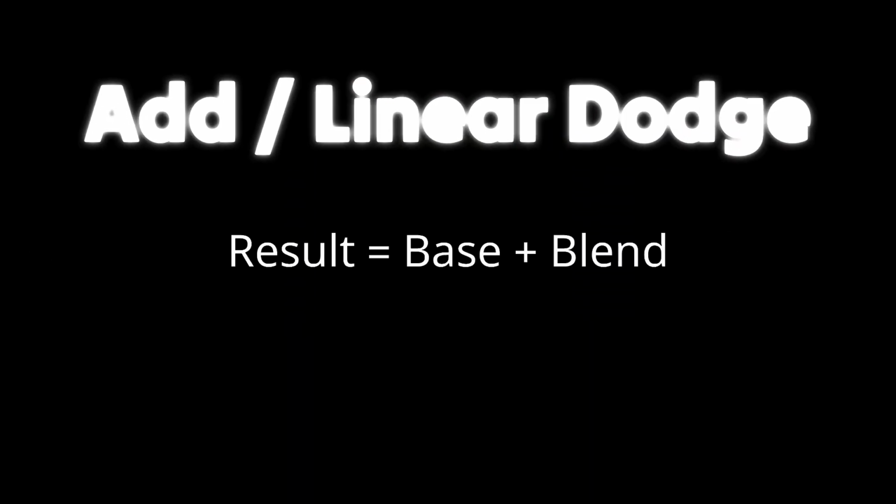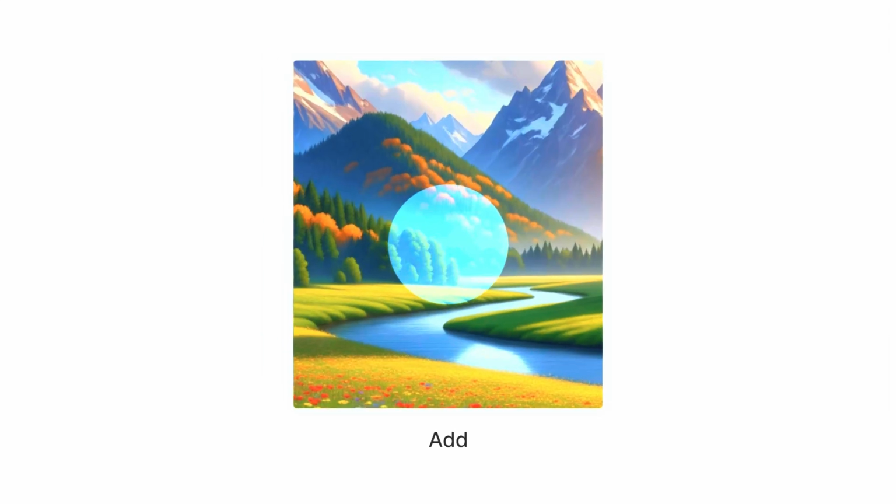Add, also called linear dodge, simply adds pixel values together. It brightens quickly, often clipping highlights to pure white. Black has no effect, while white fully blows out the image. In the example, the blue circle turns parts of the background into bright cyan and white. Add is best for creating energetic, glowing effects.